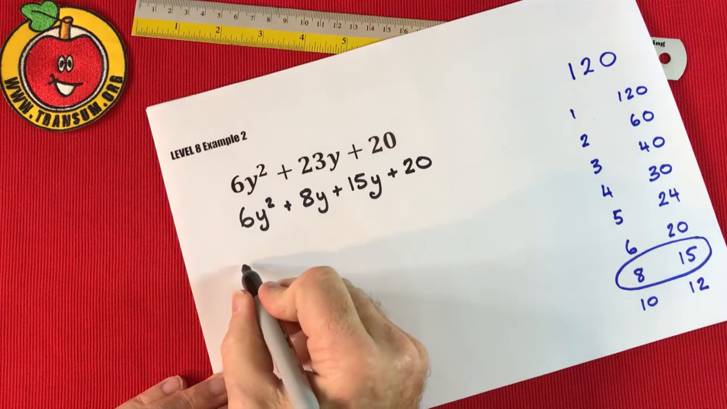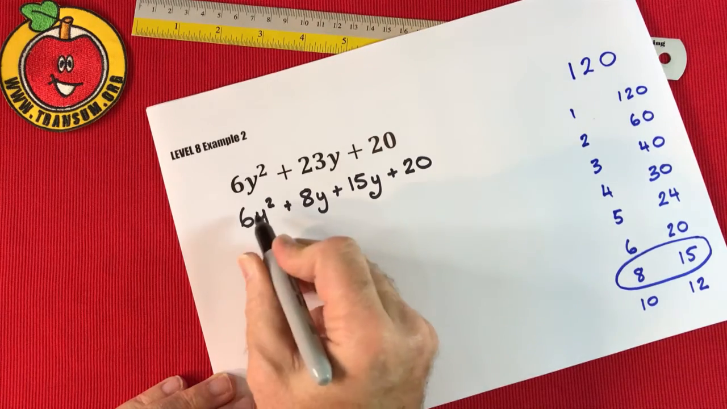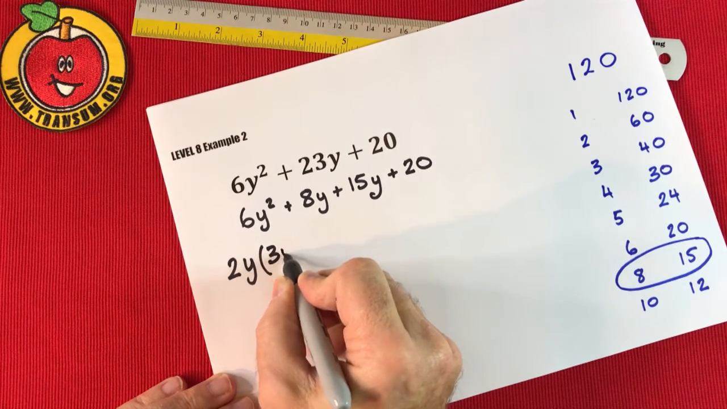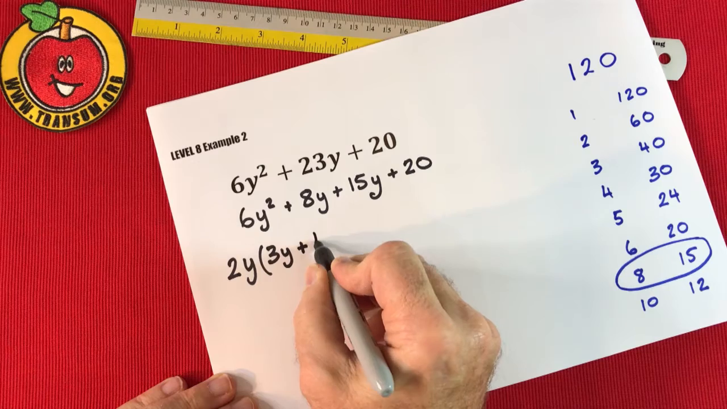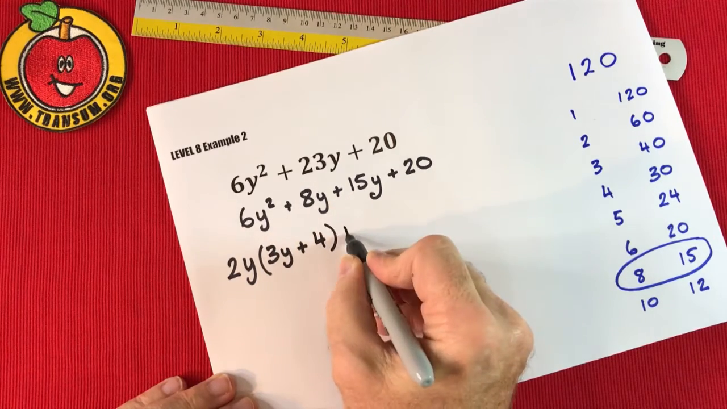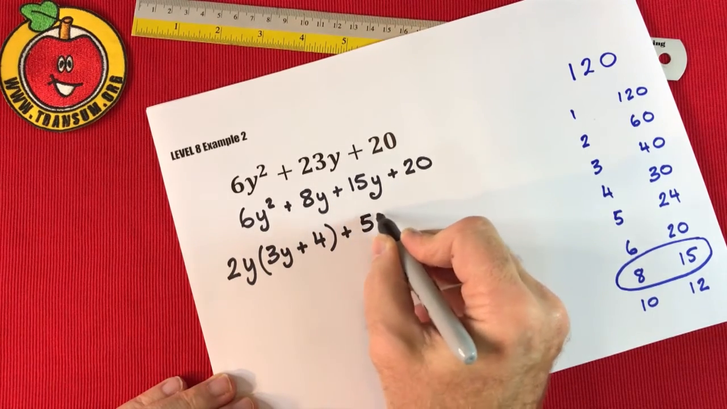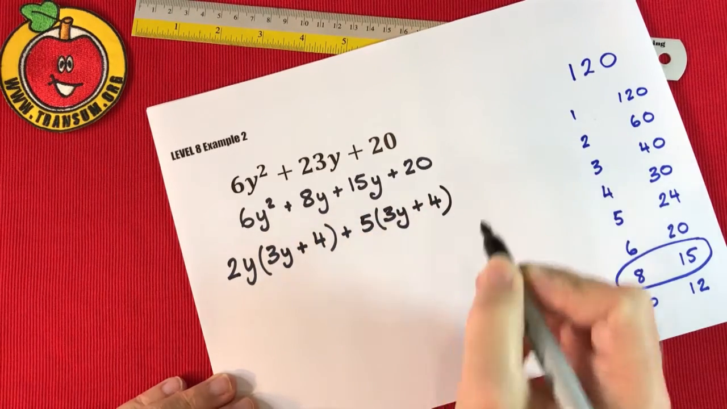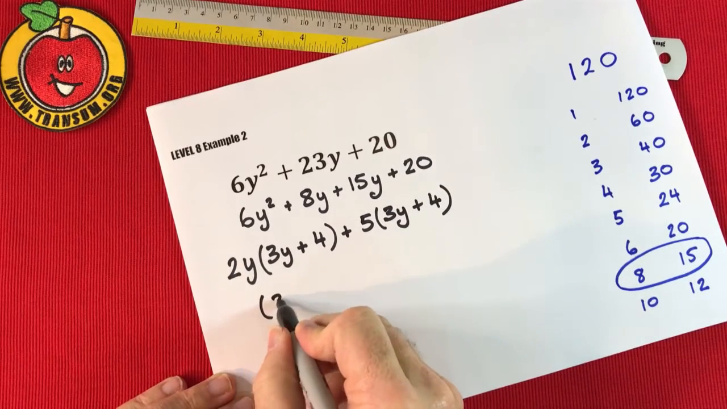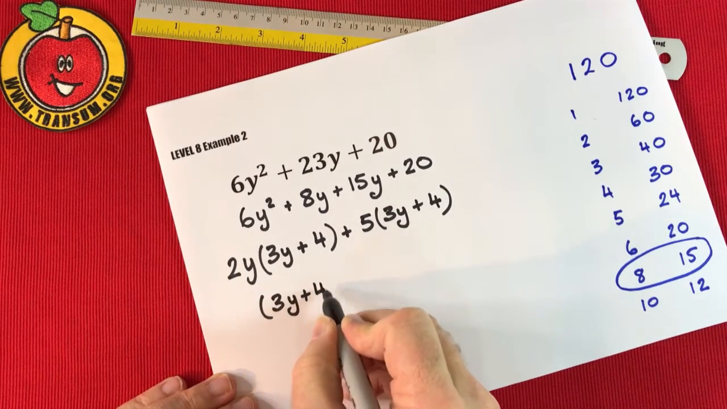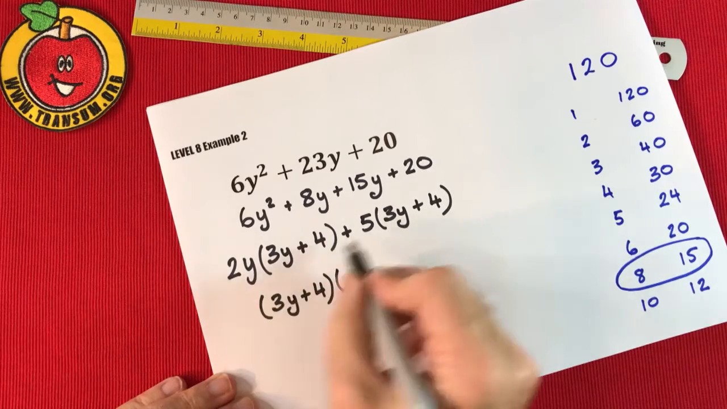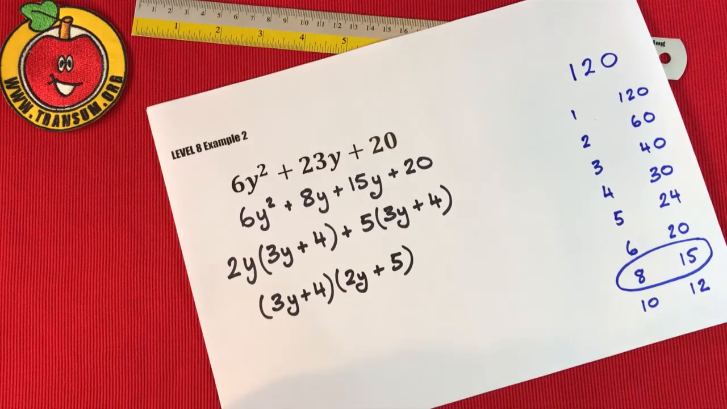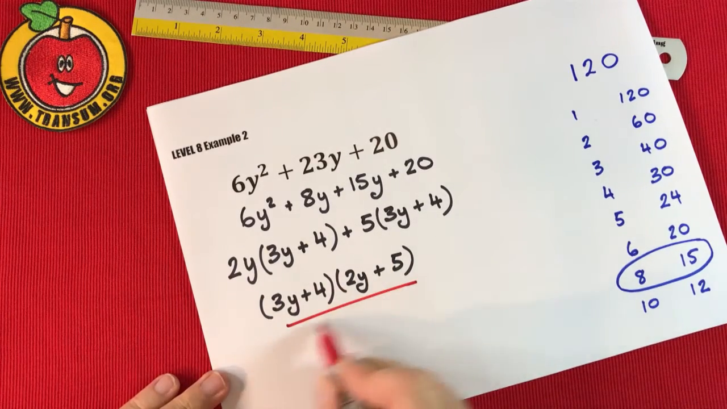And then I factorize these in pairs. Y, oh, I've got a factor of 2y, lots of 3y plus 4. And then here I've got a common factor of 5. So that will give me 3y plus 4. And if all's gone to plan, the two brackets will be the same. So 3y plus 4 multiplied by the 2y plus 5. And again, you can check by multiplying out these brackets.